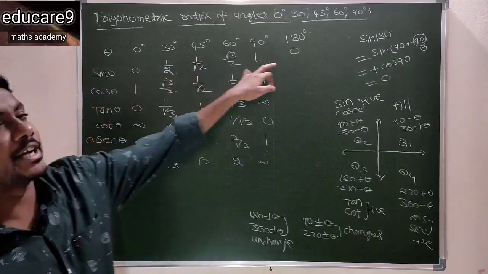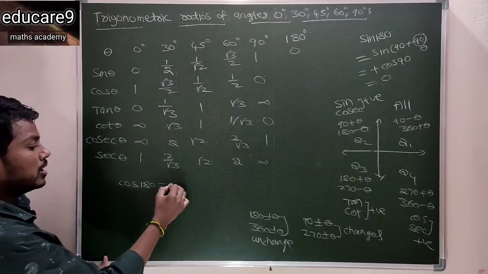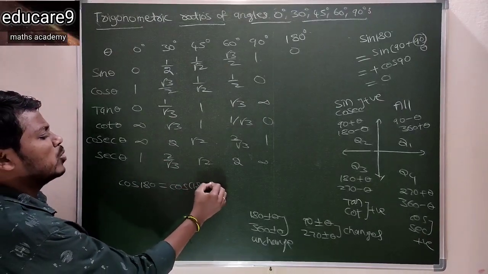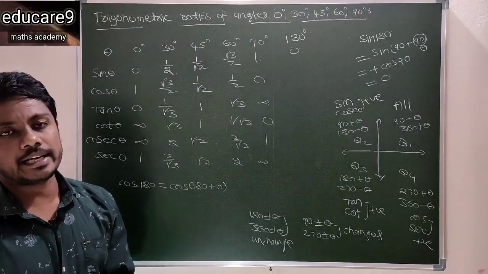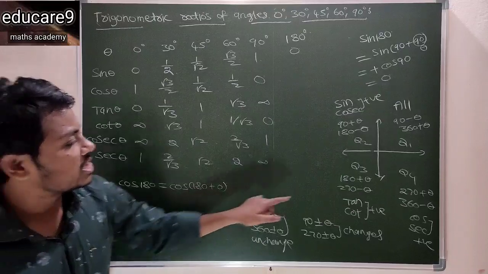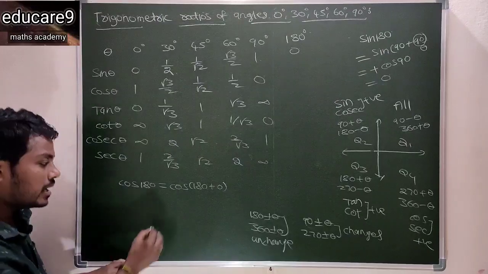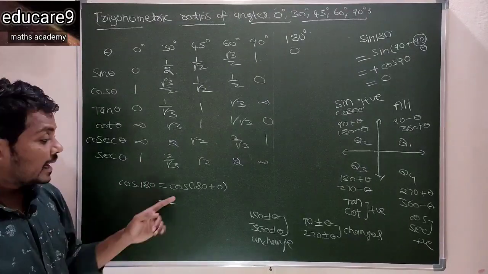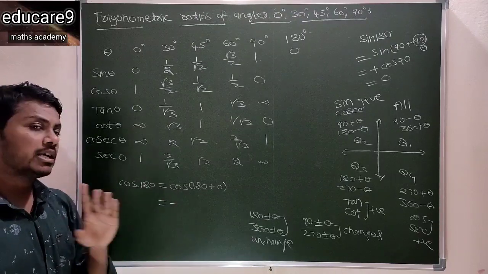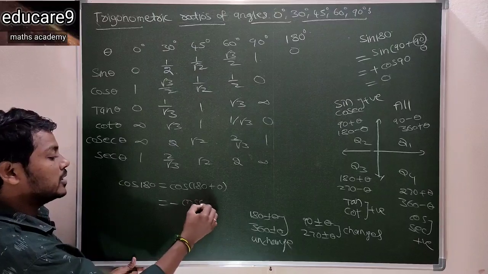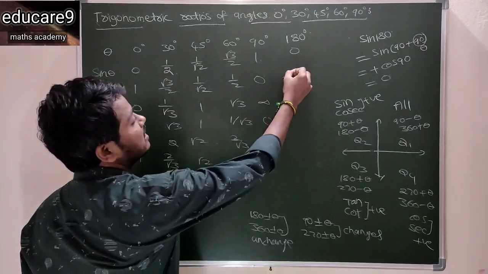Next find cos 180. How to write 180? Cos of 180 plus 0, or 90 plus 90. See here, 180 plus theta lies in the third quadrant. In the third quadrant tan and cot are positive, but here cos is there, so you will get a negative sign. And for 180 plus theta the ratio is unchanged, cos remains cos only, so you get cos 0. What is the cos 0 value? 1. Therefore cos 180 value is minus 1.